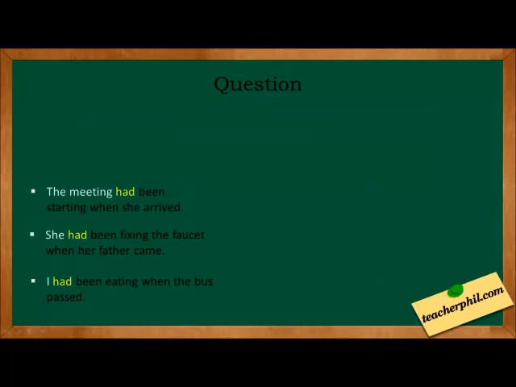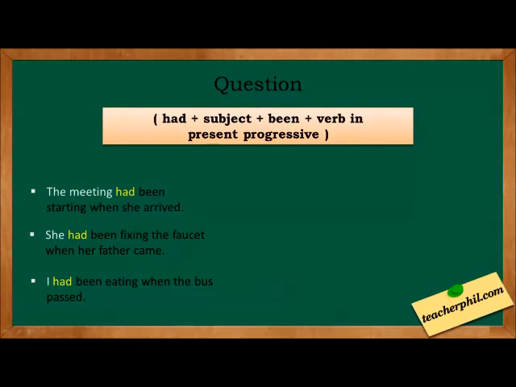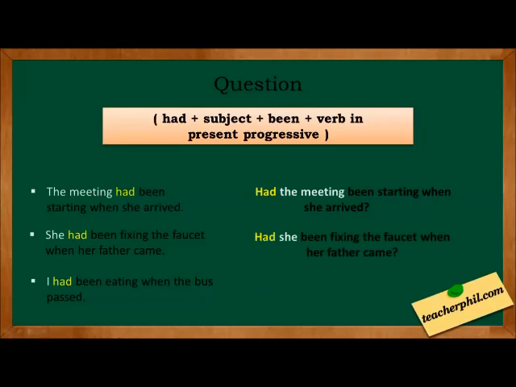For the questions, we simply follow the pattern had plus subject plus been plus verb in present progressive. Examples: The meeting had been starting when she arrived. Had the meeting been starting when she arrived? She had been fixing the faucet when her father came. Had she been fixing the faucet when her father came? I had been eating when the bus passed. Had I been eating when the bus passed?